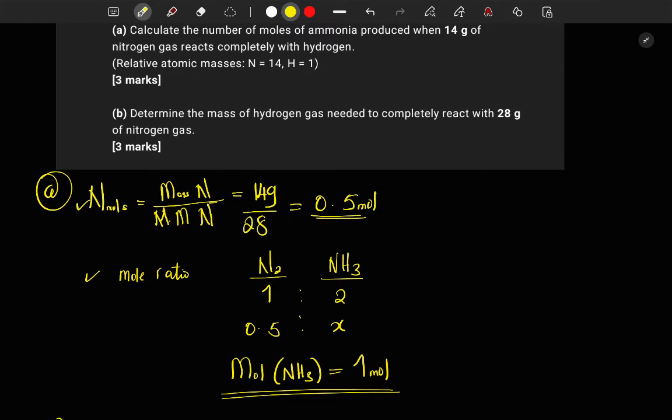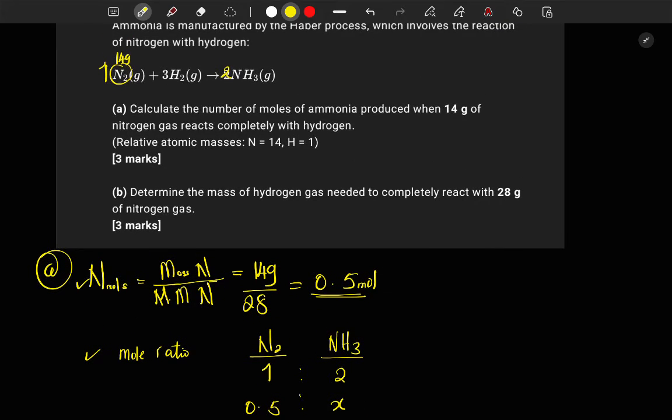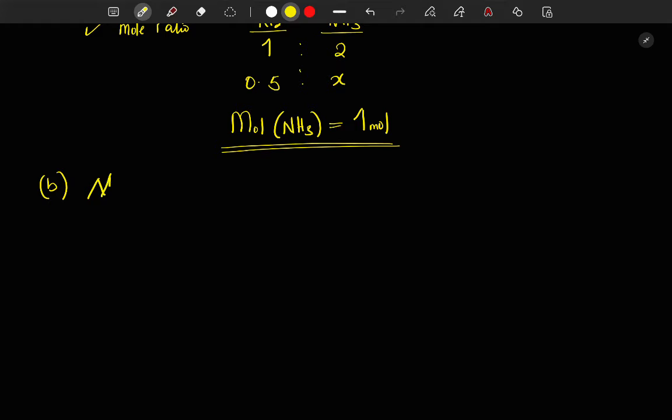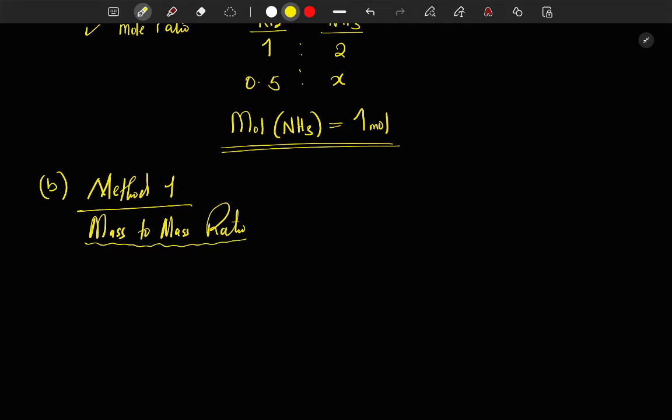B. Determine the mass of hydrogen gas needed. The mass of this friend of ours there. There are two ways we can do that. So I'll show you both methods. Method 1 is what we call the mass to mass ratio. That's the first method.